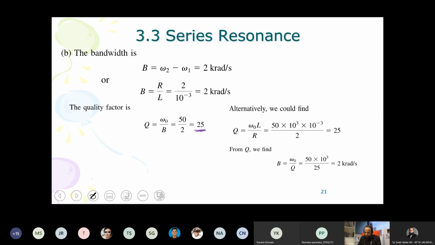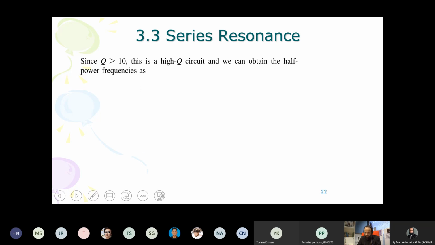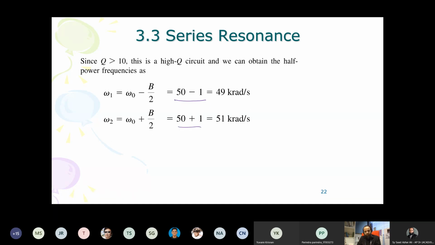All right, so these are the two methods that we can use to find Q and B. We have seen that 49 kiloradian per second and 51 kiloradian per second.